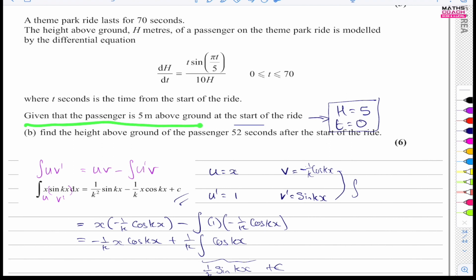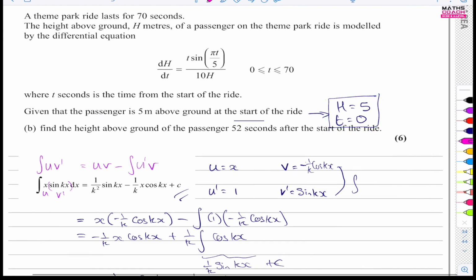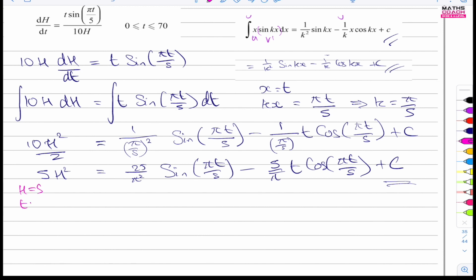So from this sentence here, the passenger is 5 meters above the ground at the start of the study. This is the information we take from that. So h is 5 when t is 0. So if we now write h equals 5 when t equals 0, we will substitute this into our expression above. So that's 5 times h squared, so 5 squared equals 25 over pi squared times sine of pi times 0 over 5 minus 5 over pi times 0 cos of pi times 0 over 5 plus c.